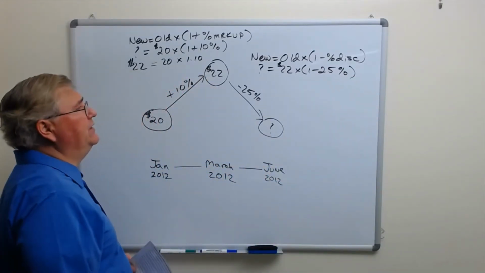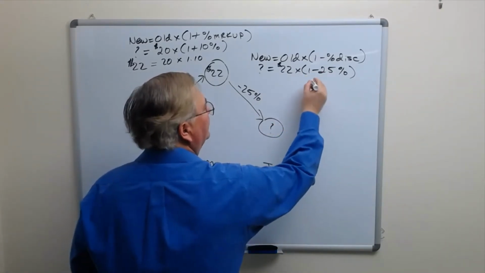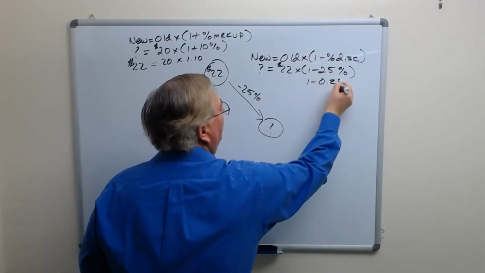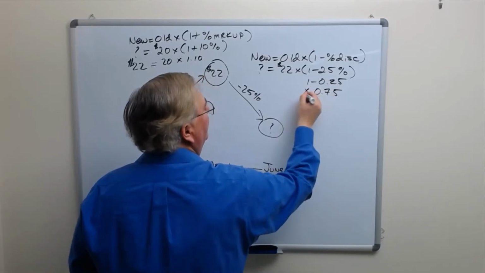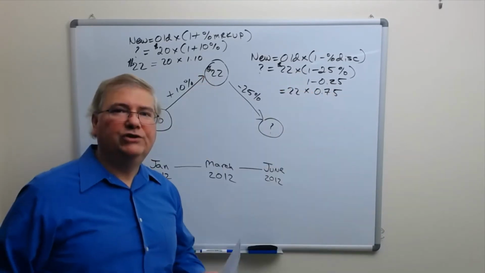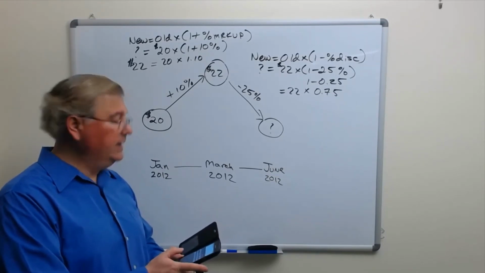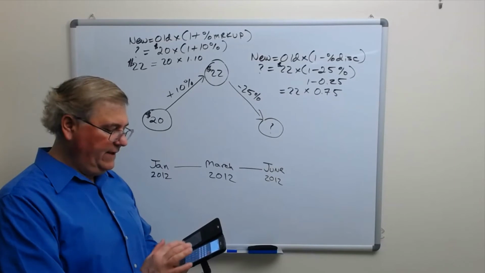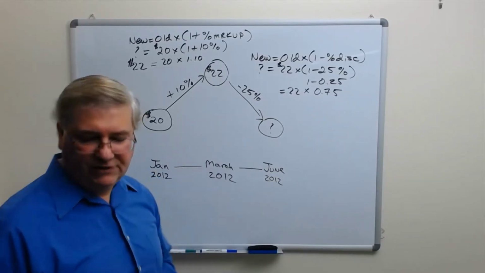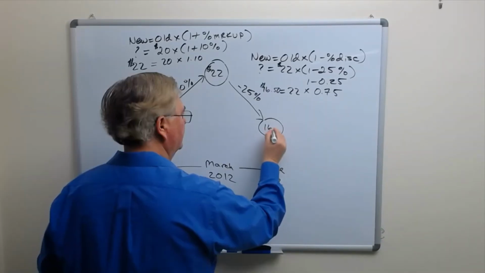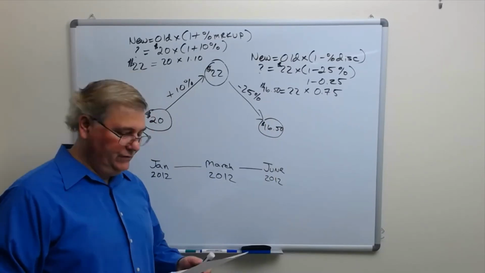Next, we should crunch out the numbers and work the parentheses first. 1 minus 25% is 1 minus 0.25, which is the same thing as 0.75. Multiply that by 22, and we should get our answer. So if we whip out our calculators and key in 22 times 0.75, we get 16.5, or $16.50 a share. Okay, so that's for the end of June.